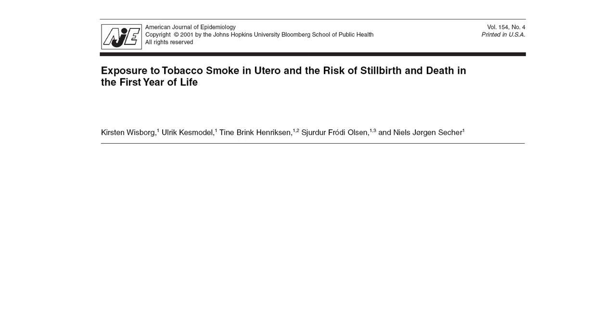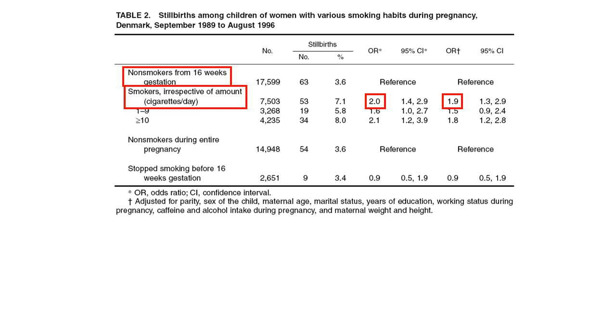This paper analyzes effects of cigarette smoking during pregnancy on the risk of stillbirth and that of infant mortality using data from Denmark. This table shows relation between maternal smoking and stillbirth. The table looks a little complicated because results of several logistic regression analyses were put together into one table. So, for now, let's just look at the difference between mothers who did not smoke during the second and third trimester of pregnancy and those who did.